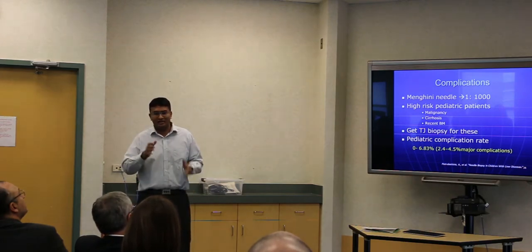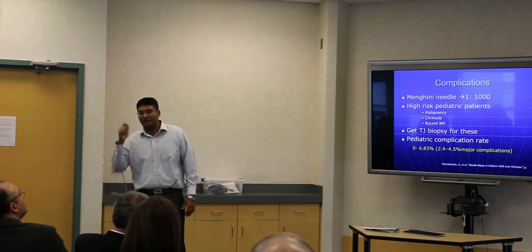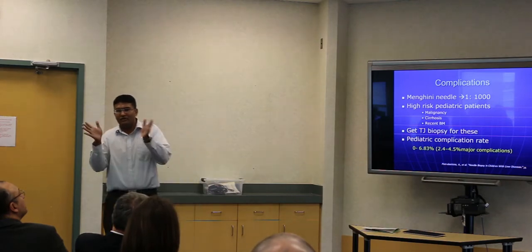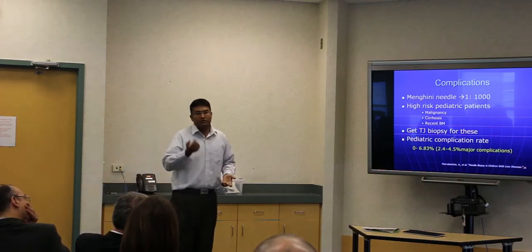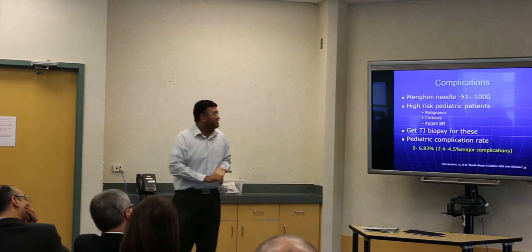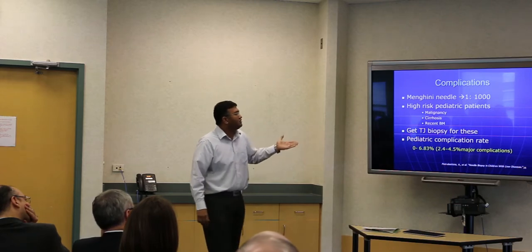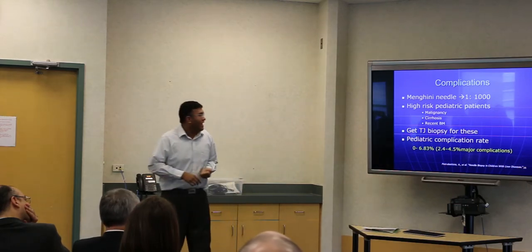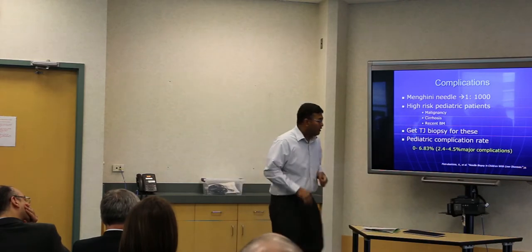If a patient has cirrhosis, it's difficult for the IR physician to target the liver because the liver will be shrunken and small. So it's easier for the person doing a transjugular biopsy to get a liver biopsy sample. The pediatric complication rate in various studies has been shown to be between 0 to 6.83%, and major complications have been reported to be between 2.4 to 4.5%.